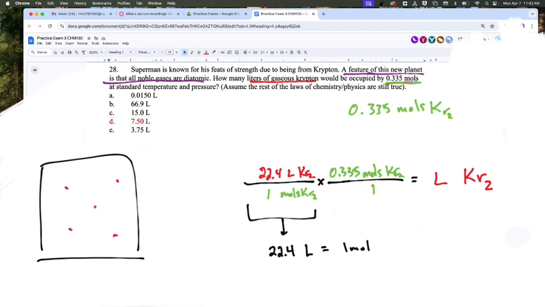What makes them ideal? What are the rules? They take up no volume. Okay? Which is why 22.4 liters can equal 1 mole. Okay? Because if I'm looking at a mole of, let's say, hydrogen gas versus a mole of radon, would I expect that to occupy a different volume?